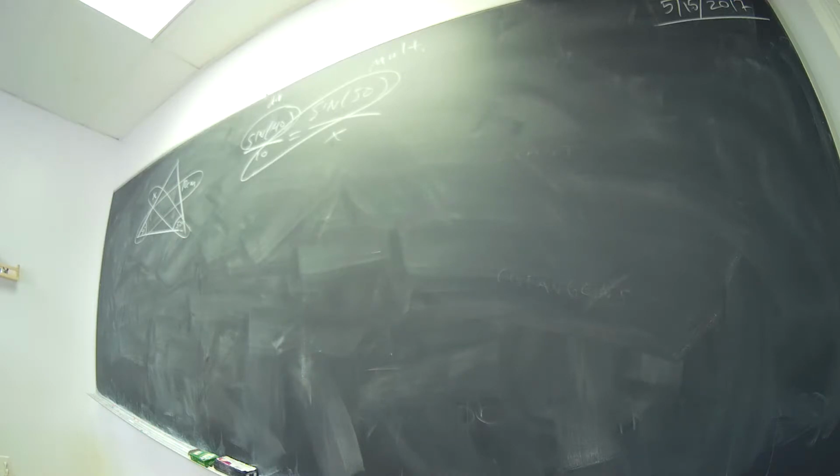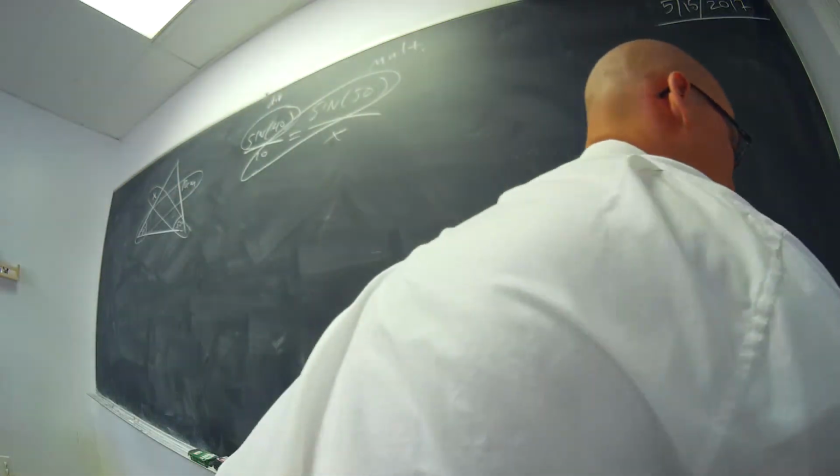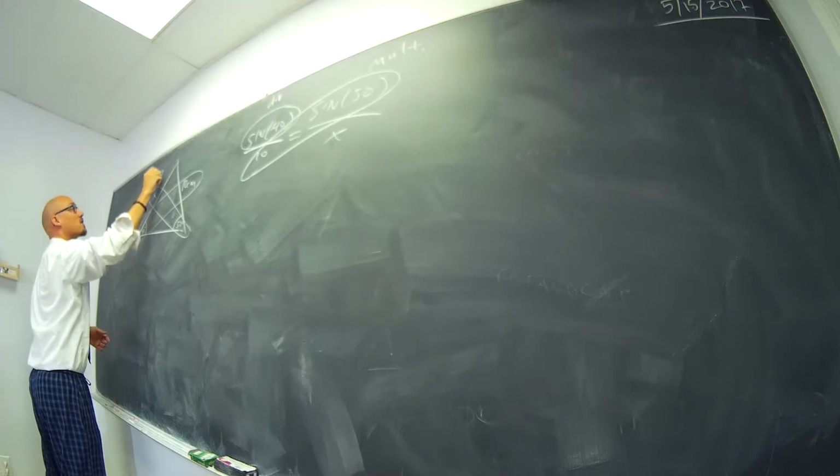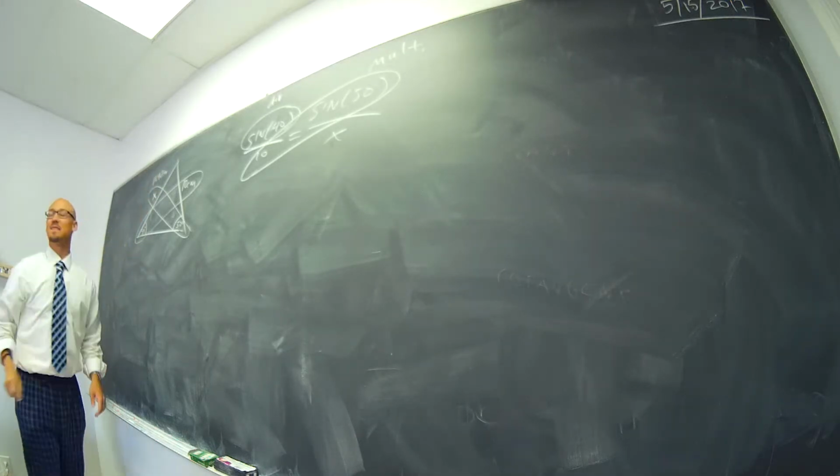What was that divided by? 11.92. Yay, that's what I got. Somebody got 11.92. 11.92 centimeters. Now, does that make sense?